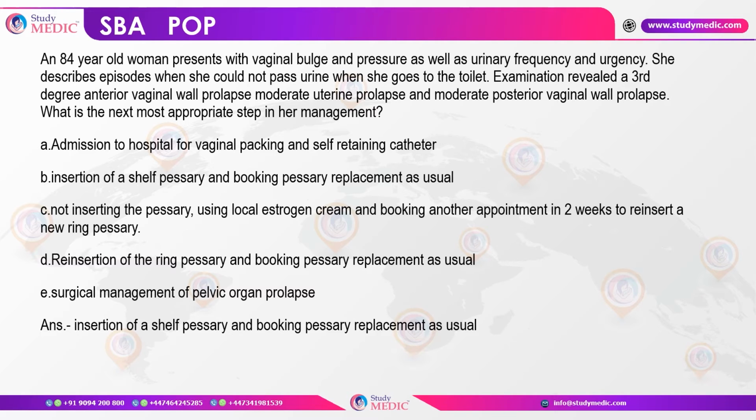Why pessary? She is 84 years old. Surgery would not be a very good option at this age, and she needs some form of treatment immediately because she is complaining of retention of urine on and off. And at 84 years old, she would not be sexually active, so insertion of a ring pessary doesn't make sense. You can offer her a shelf pessary, and whenever a pessary is inserted, the woman is always called back for replacing the pessary.